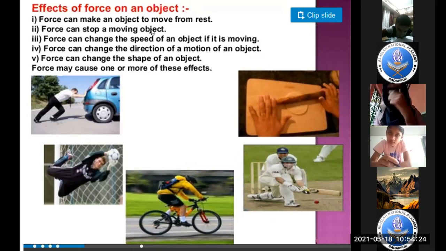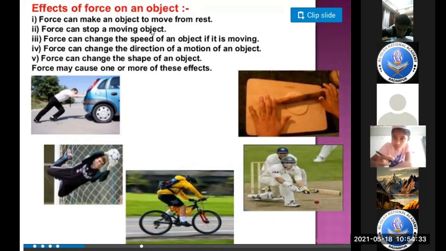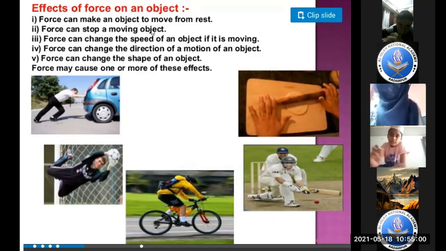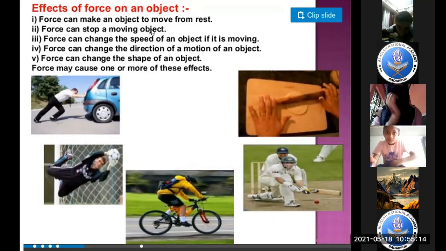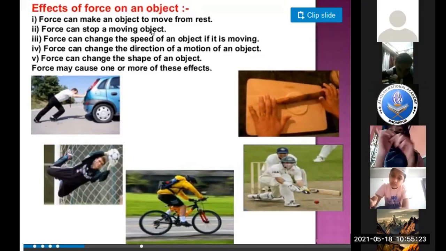Suppose one car is moving slowly, or one cycle is moving, correct? So if we push from the front side, that time that cycle can stop or not? Yes, sir. Last day I explained an example, whenever one ball comes to the goalkeeper, he is using his force or not for stopping this ball? Yes, sir. So what force is he using, push or pull? Pull. How are we stopping the ball? Suppose you are the goalkeeper. With his hand, pushing the ball. Yes, that means he is using force. So the second point is force can stop a moving object.